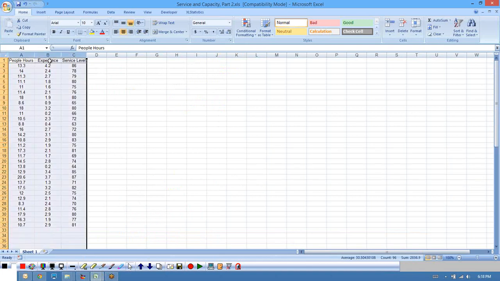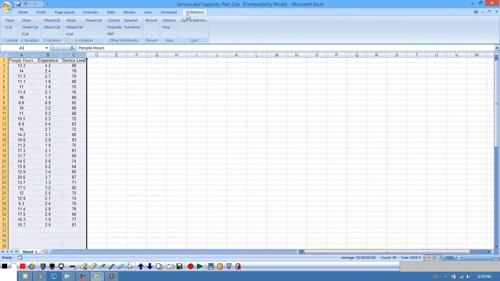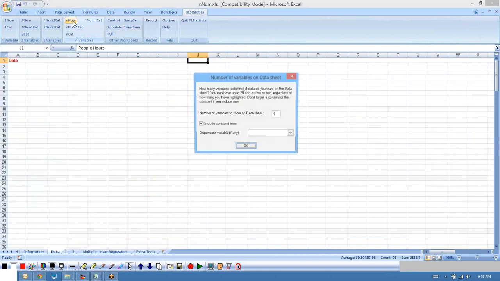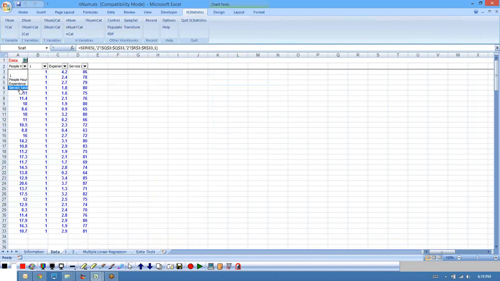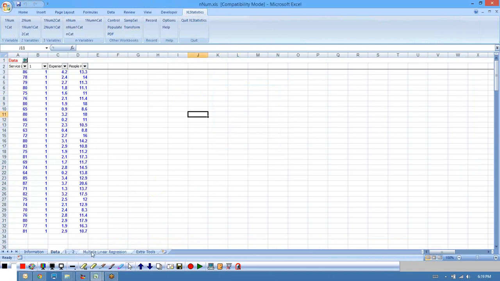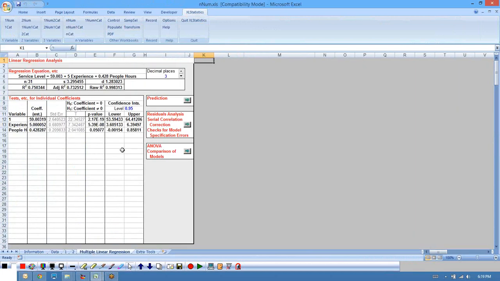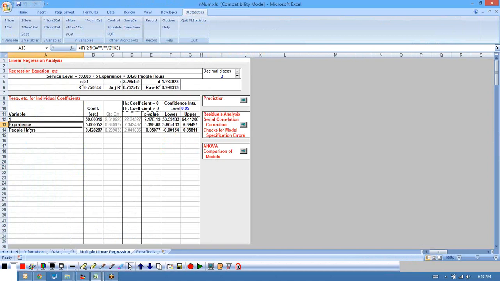What would happen if we wanted to add in experience as well? In XLSTATS, that's the n-num function. Anything above 2 would be n numbers. And again, we have to arrange it so that we get the right things here. Let's go through the motions again. This will show you that checking that p-value actually does have some value. Now that we fit in experience, I'm looking to see if experience also affects service level along with people hours.